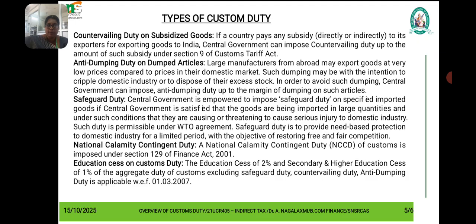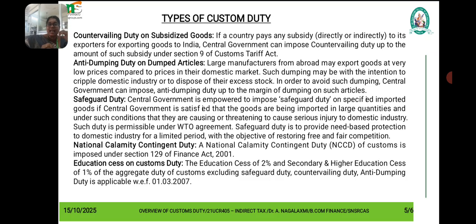Large manufacturers from abroad may export goods at a very low price compared to the price in their domestic market. For example, if the price of one product in their own country's domestic market is 200 rupees, but they are exporting that product to India for the price of 100 or 150 rupees. That is a low price when compared to the actual price in the domestic market of that country. Such dumping may be with the intention to cripple domestic industry. That is, Indian products should not be sold, and their country's product has to be used by the Indian consumers.